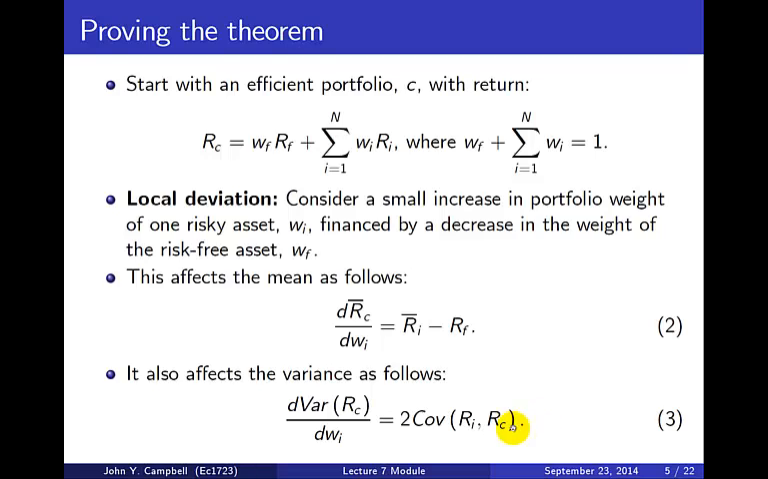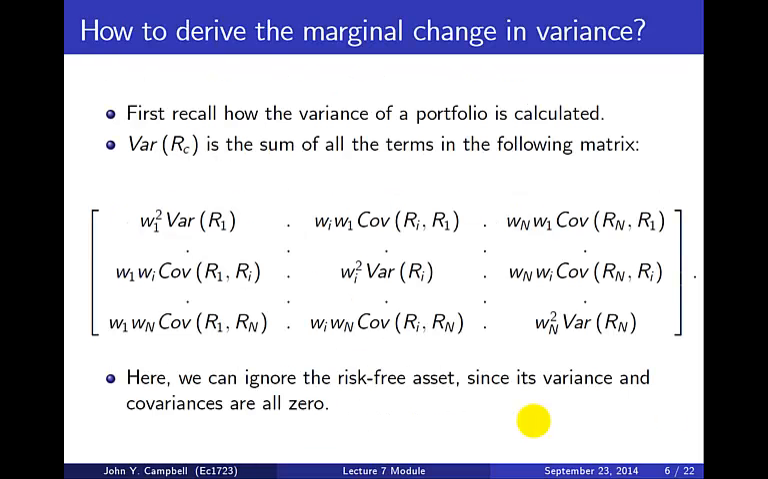All right, so what I'm going to do next is show you this result, show you that equation 3 is correct, and then we'll see what we can do with it. All right, so how do we derive that marginal change in variance that I showed you in equation 3? Well, let's start by recalling how the variance of a portfolio is calculated. The portfolio variance is the sum of all the terms in this matrix.